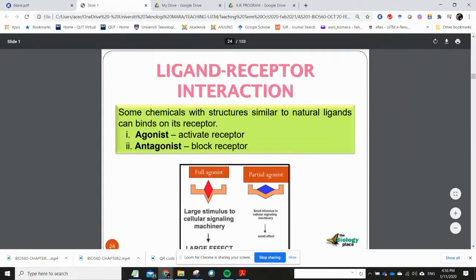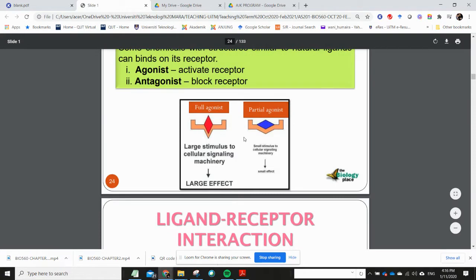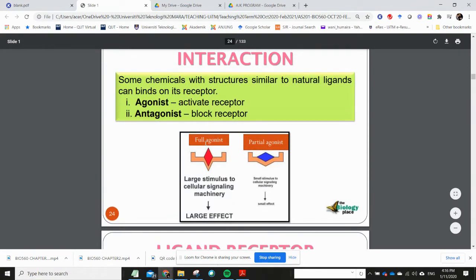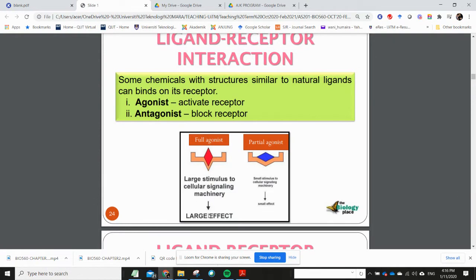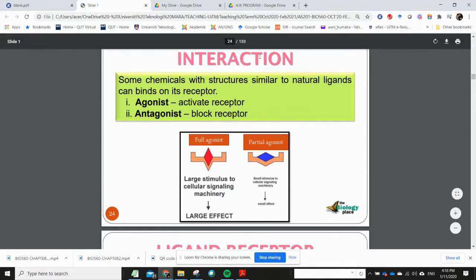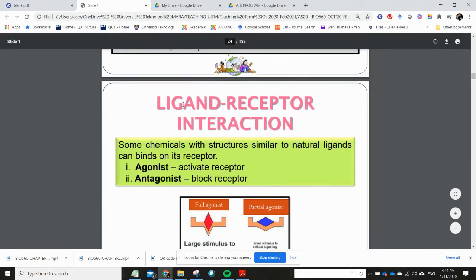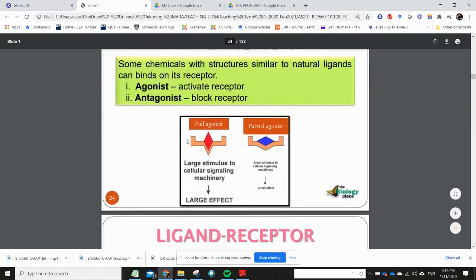So generally the interaction can be two, agonist or antagonist. Whether the interaction activate the receptors. Interaction means when the ligand or the chemical messenger bind to the receptor, it can either activate or block the receptor. So this diagram here just show you full agonist or partial. So full agonist ligand, it will cause large effect. But the partial agonist just small effect.